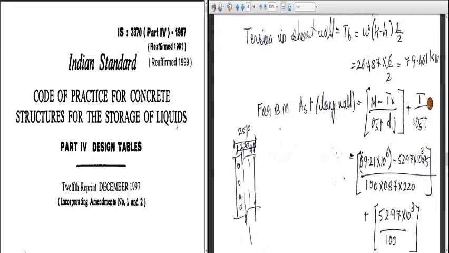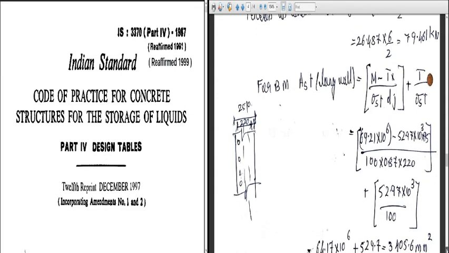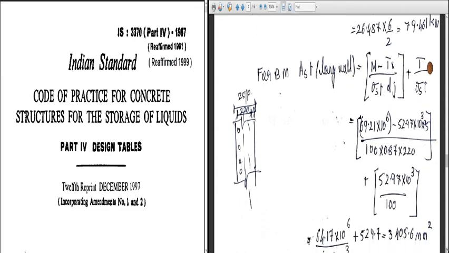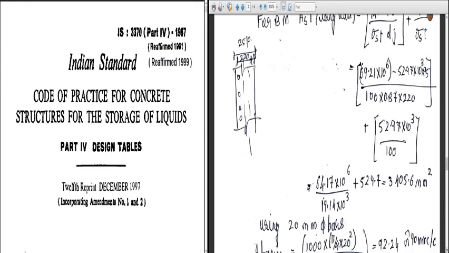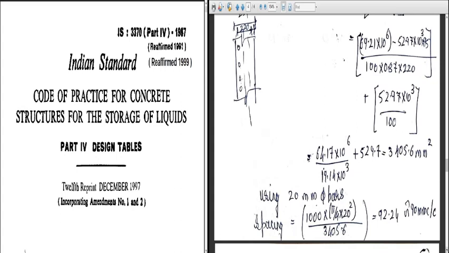So for bending moment, AST in the long wall, M minus Tx divided by sigma st d into j plus T upon sigma st. So substituting all the components, that is 69.2 into 10 to 6 is the moment, minus Tx is the computed above 52.97 into 10 to 3 into x is into 95, divided by sigma st 100, 0.87 into 100 into 220, plus T 52.97 into 10 to 3 divided by 100. Sigma st is 100. So similarly we compute, we got it as 3405.6 mm.